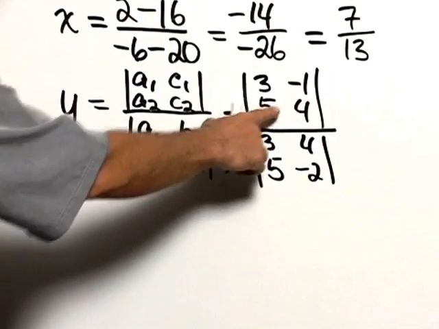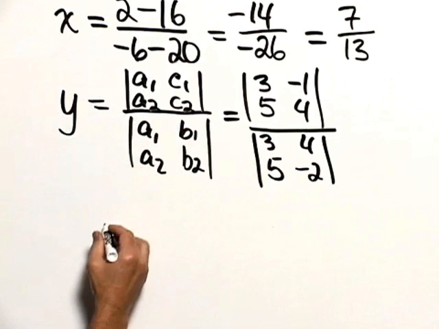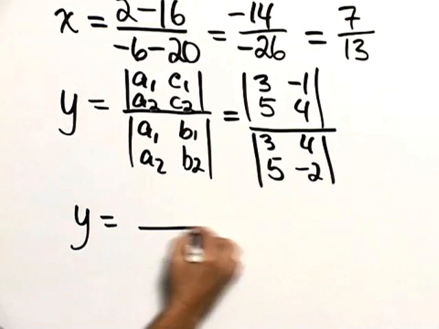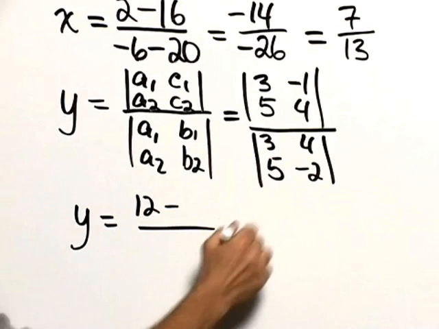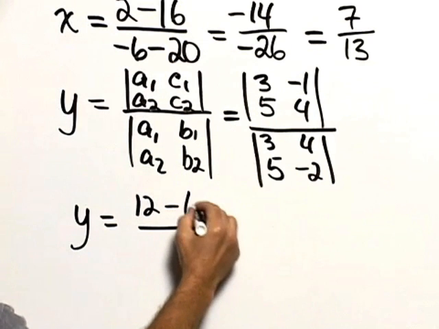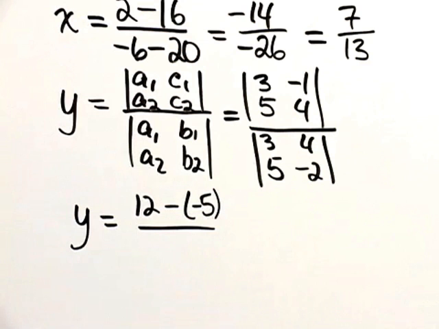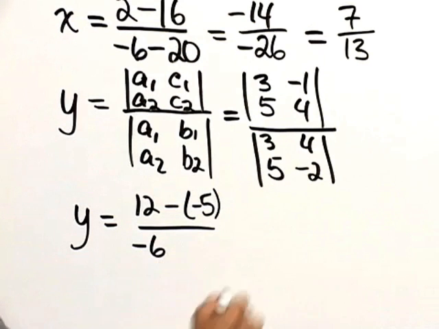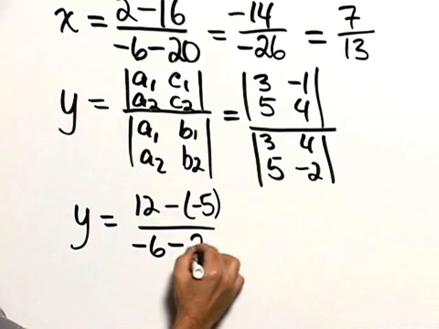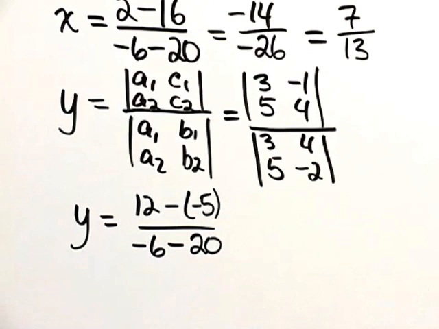Now, we'll evaluate each of these determinants. We will have y is equal to 3 times 4 is 12, minus 5 times negative 1 is negative 5. And in the denominator, 3 times negative 2 is negative 6, minus 5 times 4 is 20.